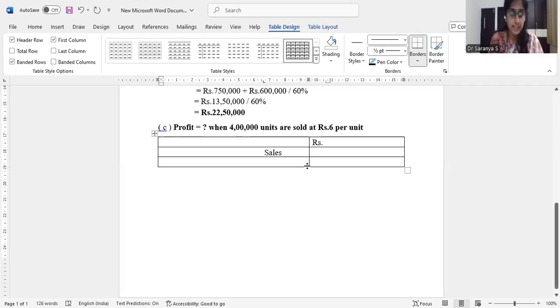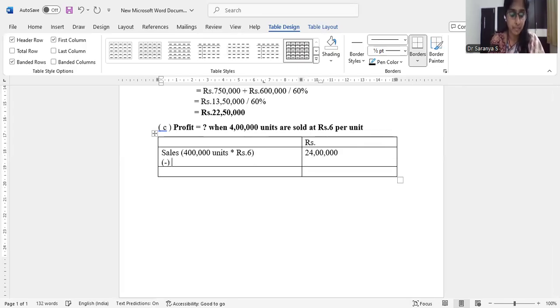Okay, so sales. How many units are we selling? 4 lakh. Okay, so 4 lakh units into is sold at 6 rupees per unit. Correct. So amount will be 24 lakhs. Okay. Then minus variable cost.